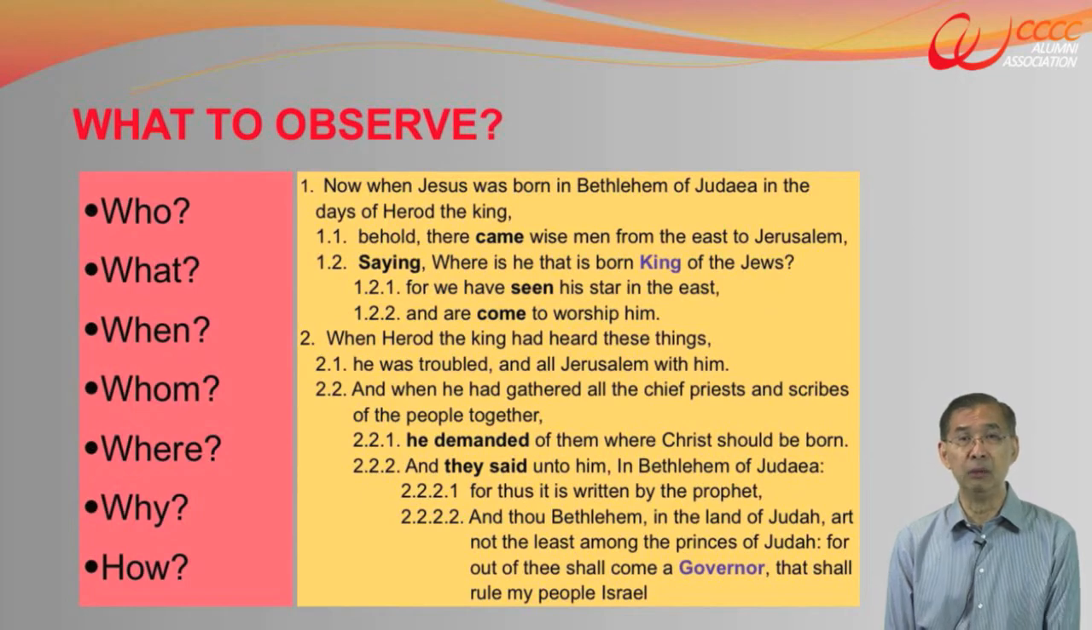Well, the first one, now when Jesus was born in Bethlehem of Judea in the days of Herod the king. Well, the first point was Jesus was born, and this is what happened. The second one, when Herod the king heard these things. Oh, how did Herod respond to what happened? So what happened was that there came wise men from the east, and these people came saying, where is he born, the King of the Jews? For we have seen the star in the east and have come.